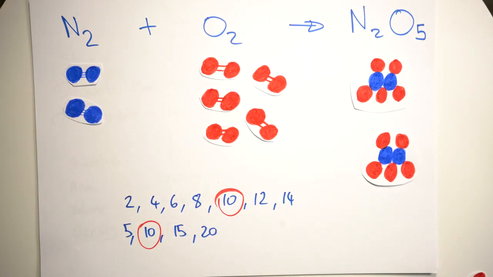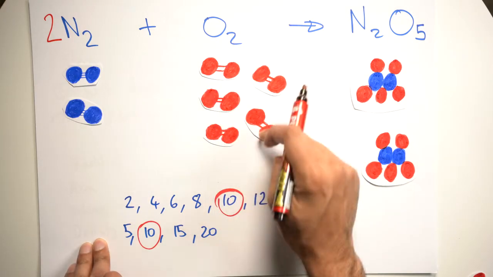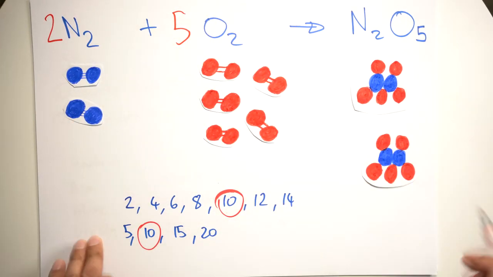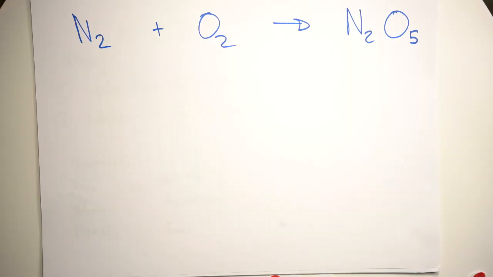Now it's all balanced. However, I don't get any marks until I put in the coefficients. And the coefficients is going to be 1, 2 of those. 1, 2, 3, 4, 5 of these. And 1, 2 of those. Nice and easy.